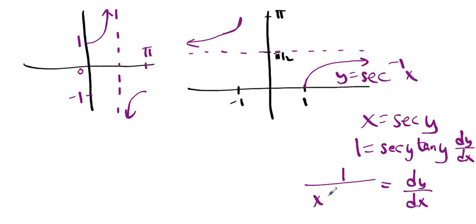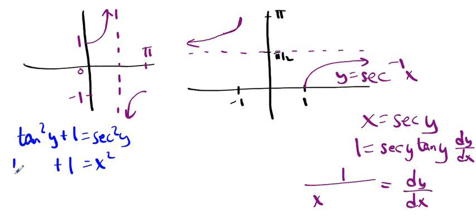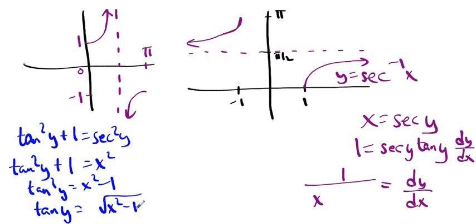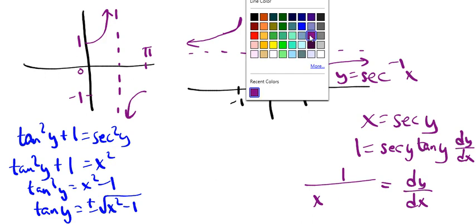Well, secant, that's easy. Tangent, well, let's pull that trig back out. We know that tan squared y plus 1 is secant squared y. And we know that secant y is x. So I want to get tan y by itself. So tan squared y is x squared minus 1. So tan y is the square root of x squared minus 1. But I'm not sure if I take the plus or the minus.